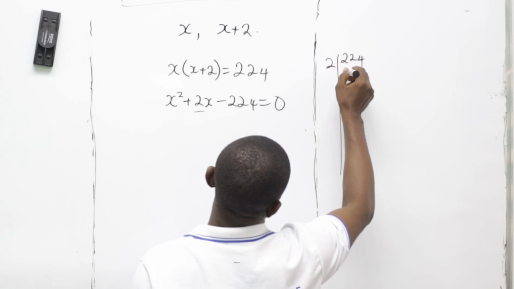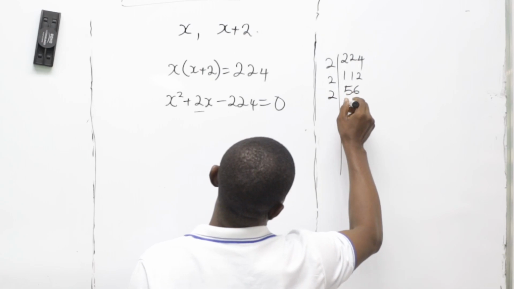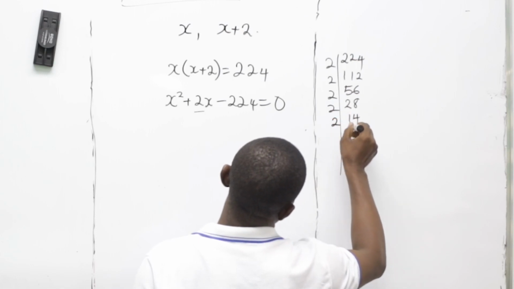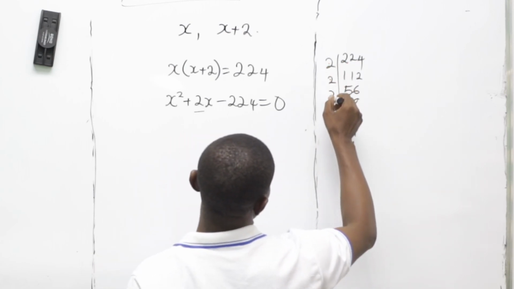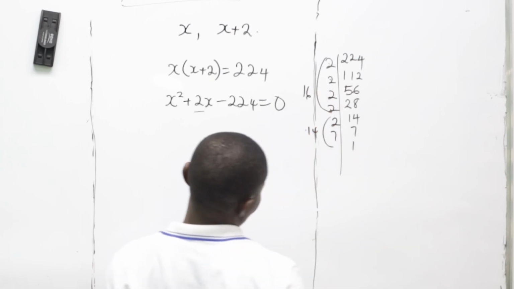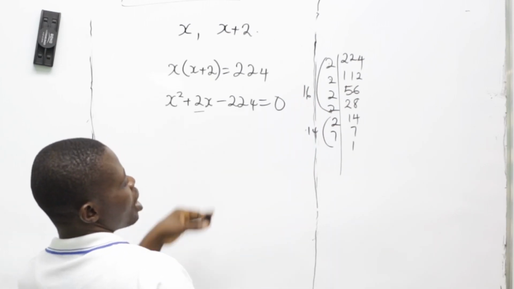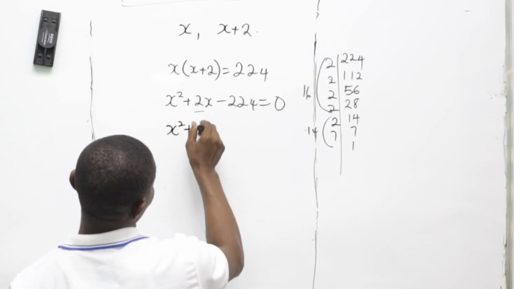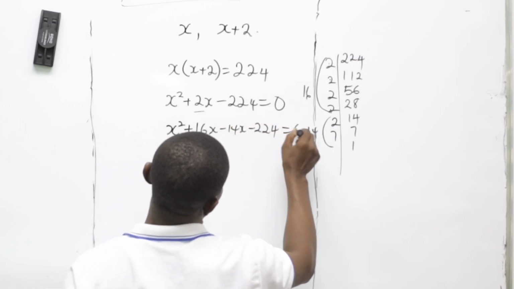224 can go by LCM. 2 here, this is 112. 2 here, this is 56. 2 here, this is 28. 2 here, this is 14. 2 here, this is 7. 7 here, this is 1. Okay, 2 times 2 times 2 times 2 times 2 is 32, times 7 is 224. I have 16 and 14. I think the matter is settled. 16 minus 14 is 2, while 16 times 14 is 224. Therefore, x squared plus 16x minus 14x minus 224 equals 0.